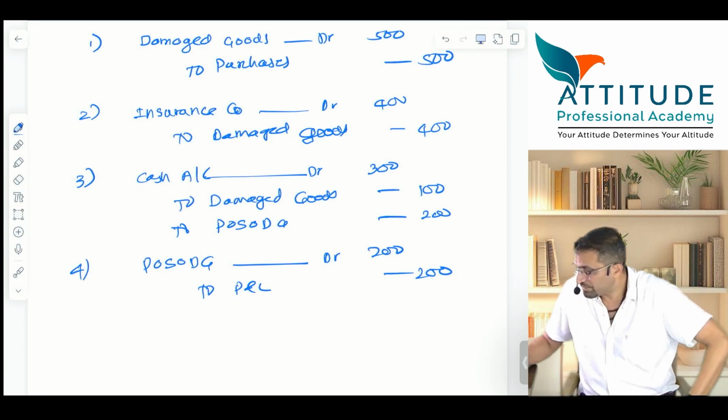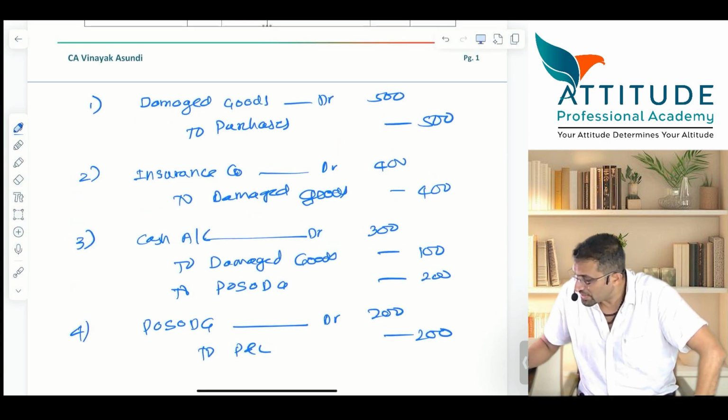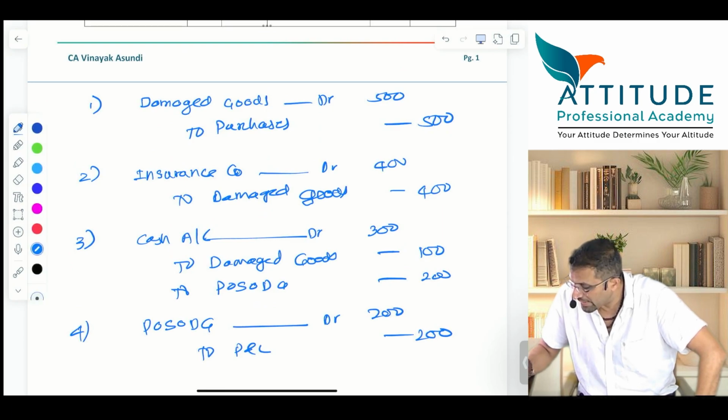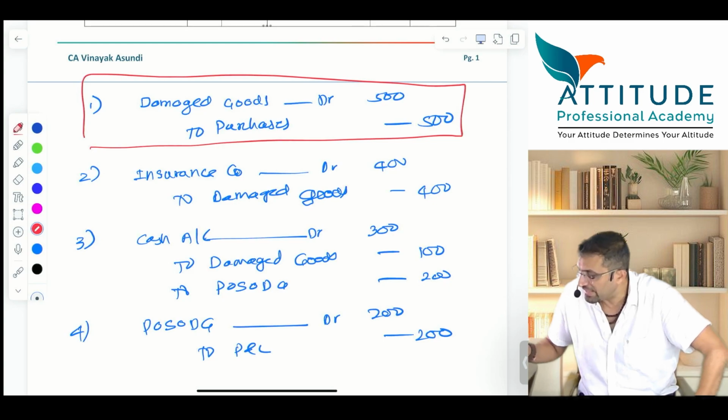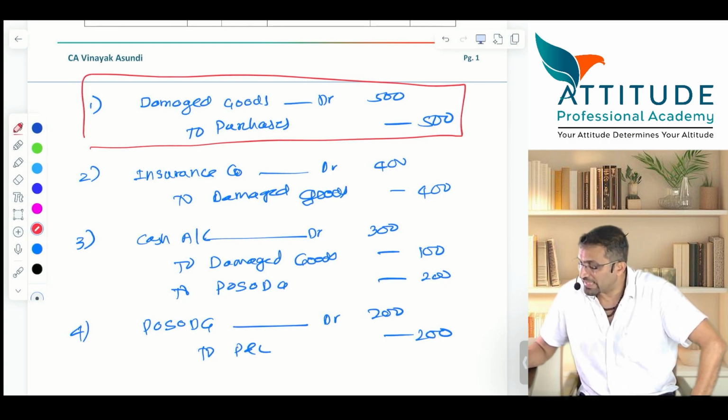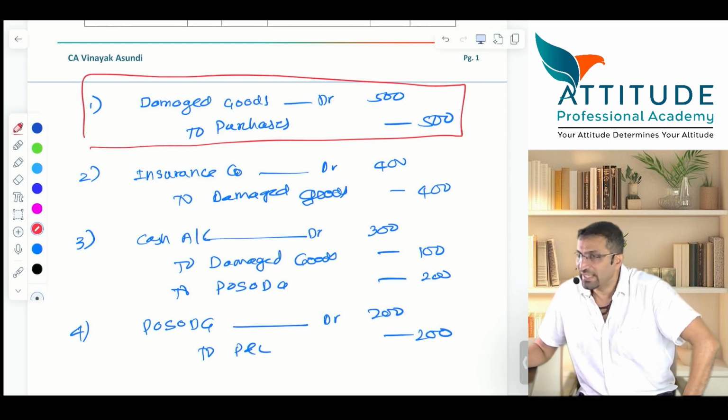Now, so which is a new entry for you all? New entry I'll mark it in red. ये आपका different entry हो गया. Earlier you said damaged goods account debit to trading account. I said damaged goods account debit to what? Purchases.